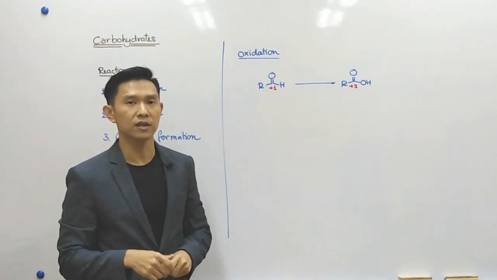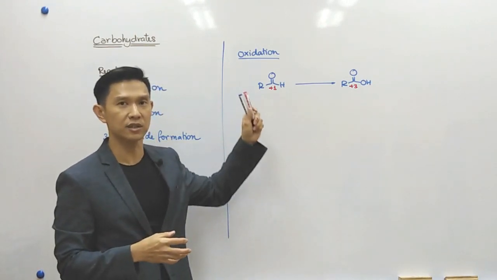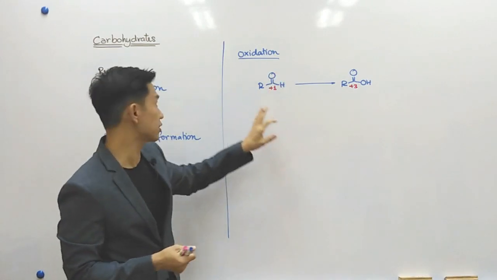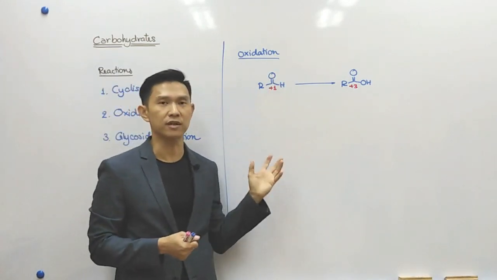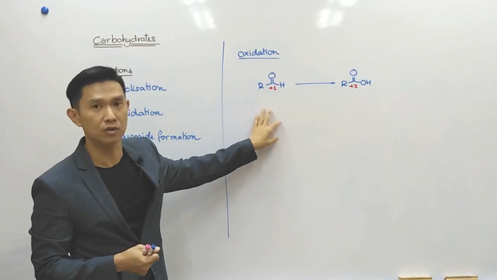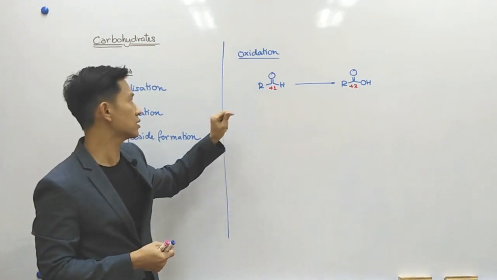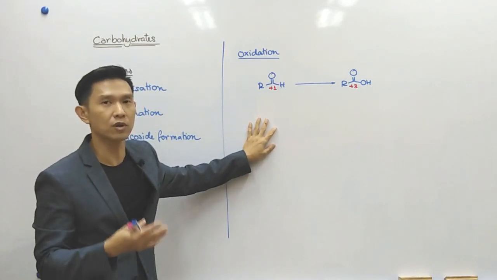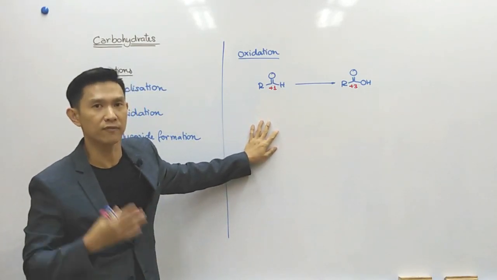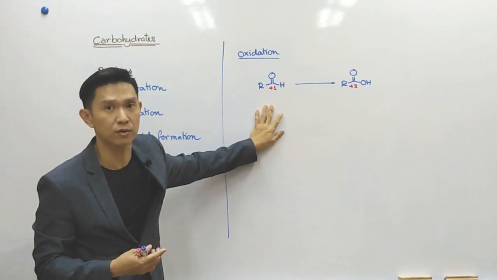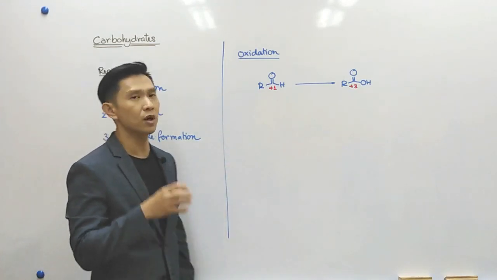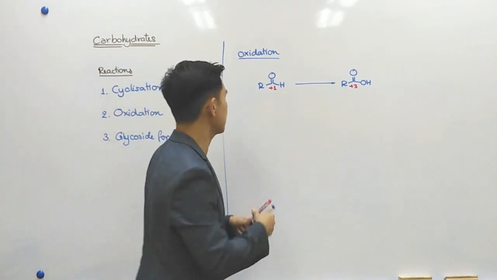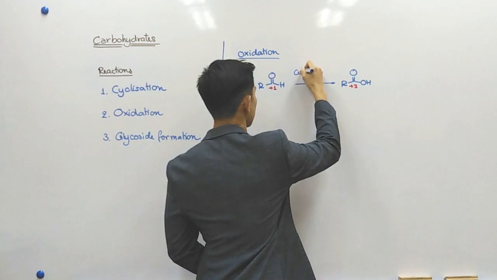But if you want to selectively oxidize this aldehyde without reaction with the alcohol, because your monosaccharides contain not only aldehyde, you also have several hydroxy groups in the molecules. So if you don't want to mess up everything, you have to selectively oxidize only the aldehyde group. So you have to use a very weak oxidizing agent. And the oxidizing agent in this reaction that I want to show is the copper 2.